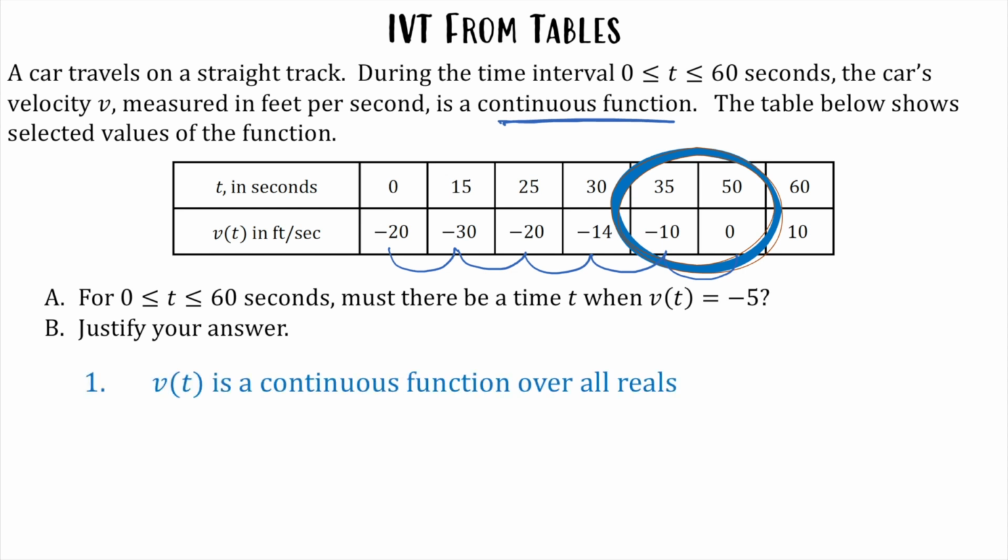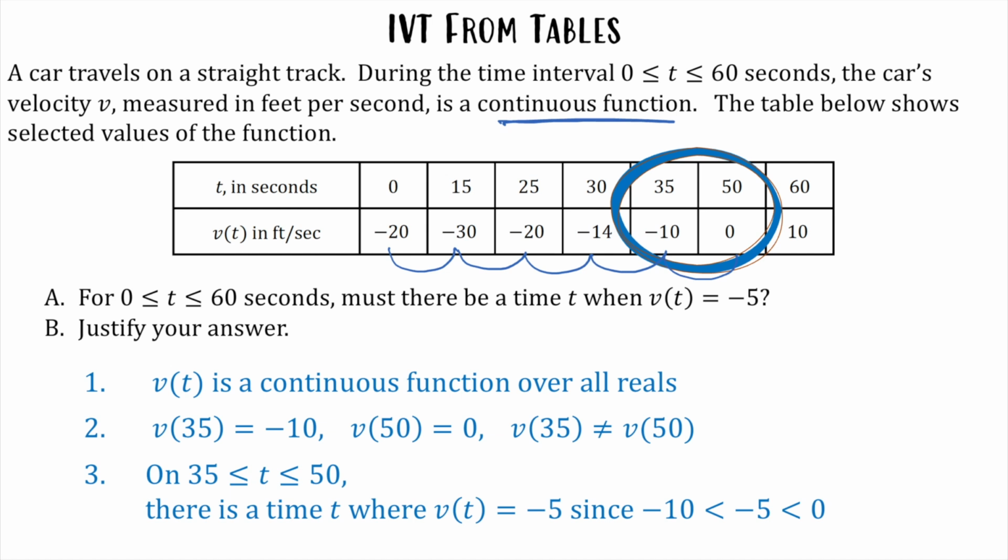V of t is continuous over all reals. V of 35 equals negative 10. V of 50 equals 0. Those are different values. Therefore, between 35 and 50 seconds, there is a time when v of t equals negative 5 because negative 5 is between negative 10 and 0.